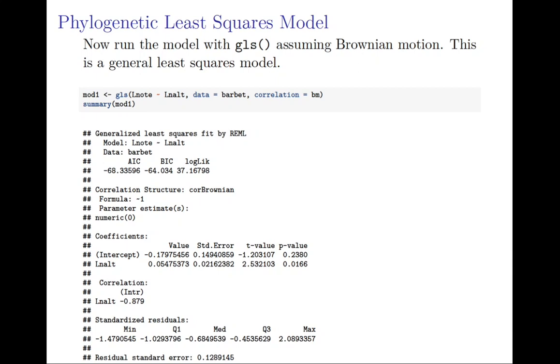And we're going to be looking at how the length of a note sung by a barbet is a function of the altitude where you might find that barbet. And we're going to be using the correlation matrix of the Brownian motion. So you just use correlation equals BM. And here's your summary. So you can see that the altitude that the birds are found at actually does make a difference for the length of their notes and when they're singing.